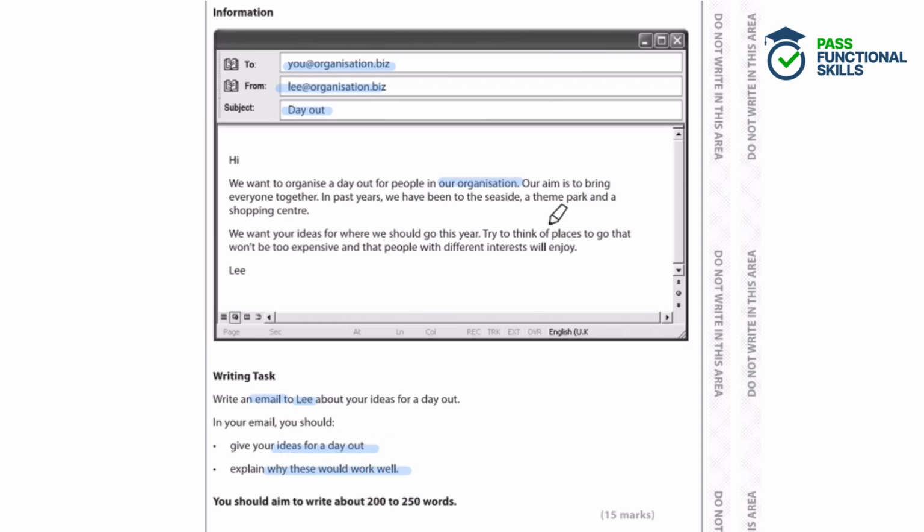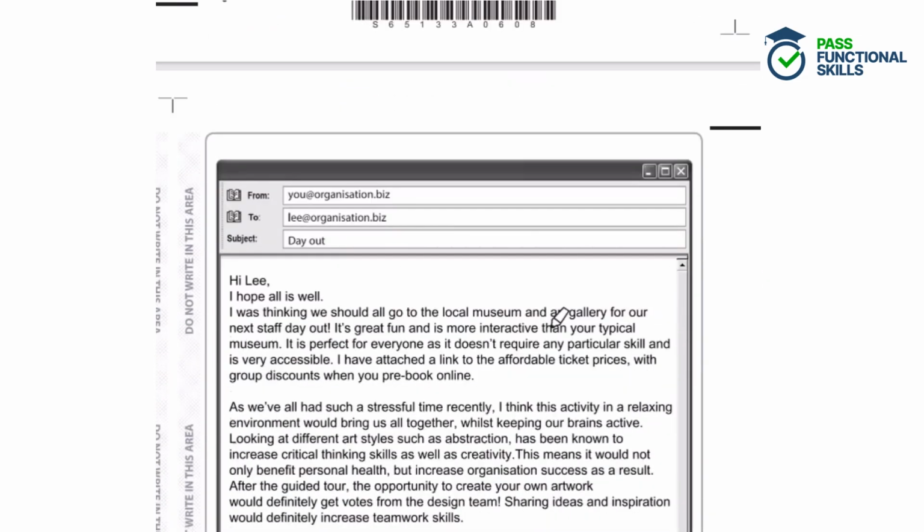So Lee specified that we're trying to think of places that won't be too expensive. So we won't be going to a fancy restaurant and paying tons of money for food, for example, and that people with different interests will enjoy. So we need to think about activities that will encompass lots of different interests there. So we need to use the context in the question to come up with some ideas. And we need to write 200 to 250 words. So try to stay within that word count roughly, and your answer will be appropriate.